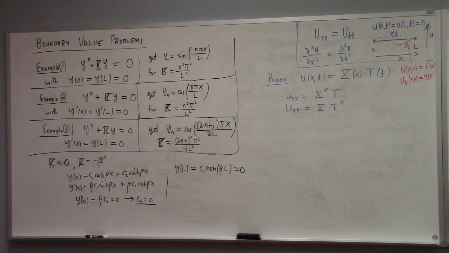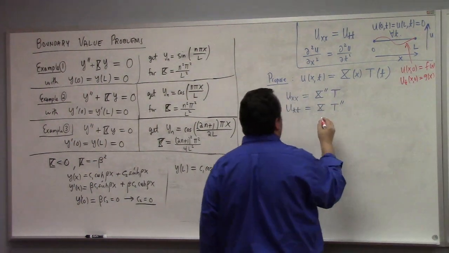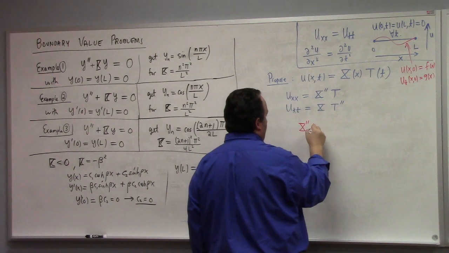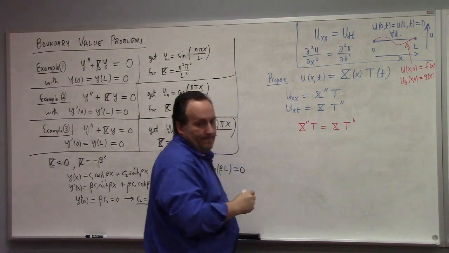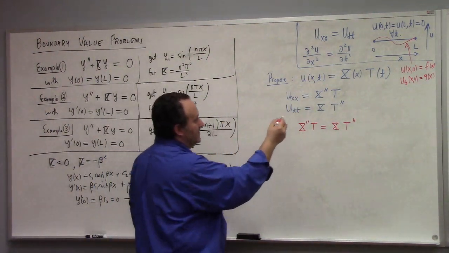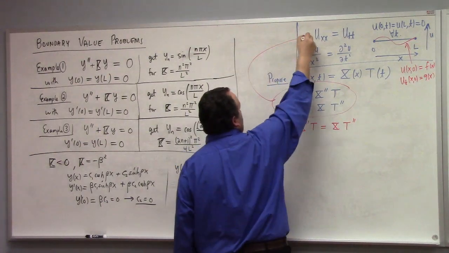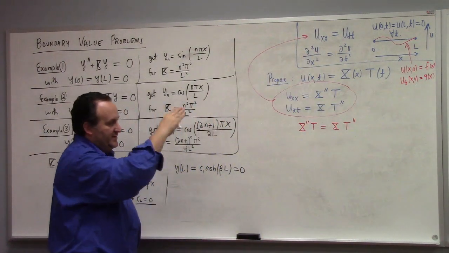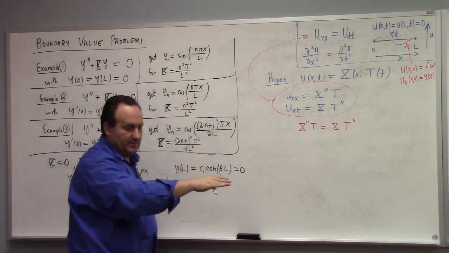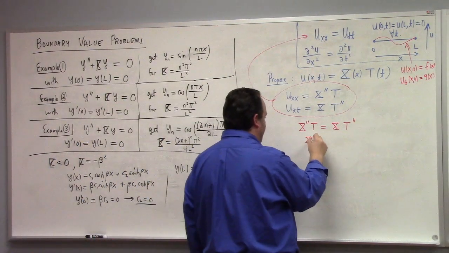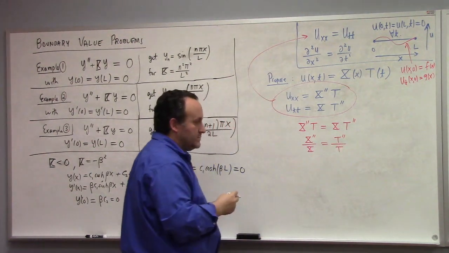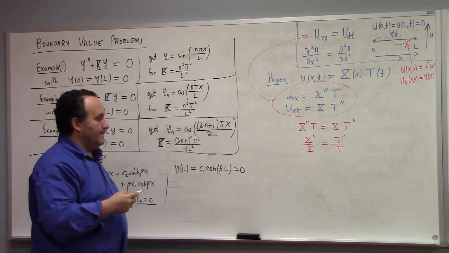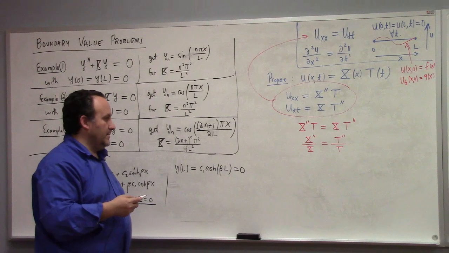So what you do then is you plug that into the differential equation. What does it give you? It gives you X prime prime T is equal to X T prime prime. Then we divide both sides by X T. And it gives us X prime prime over X equals T prime prime over T.